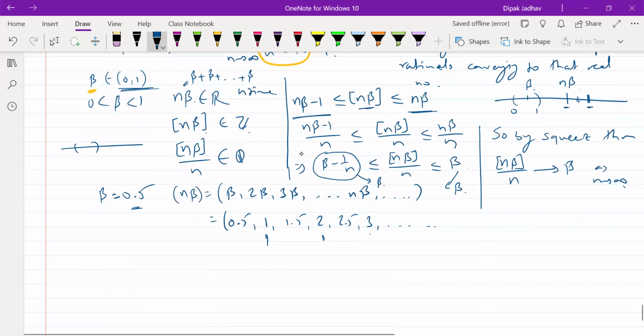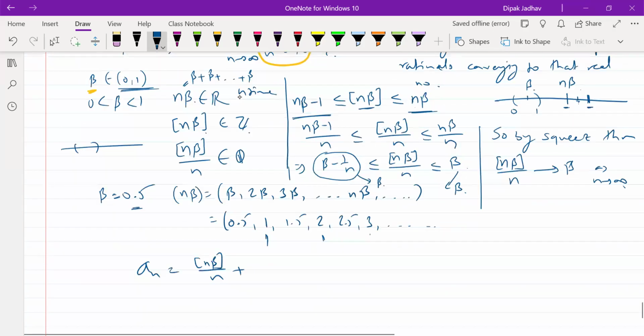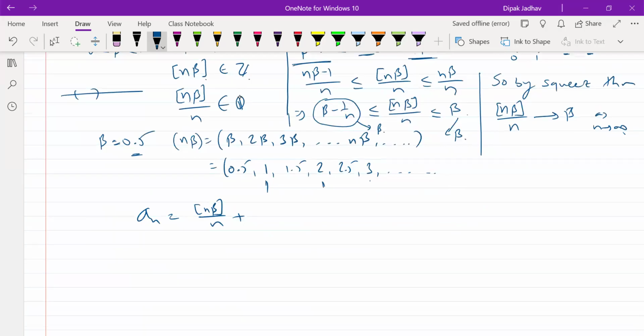But my sequence here in the problem has something else, one more term: n squared times beta raised to n. So this first part, I have observed, goes to beta. What about the second part of the sequence? Where does it go?